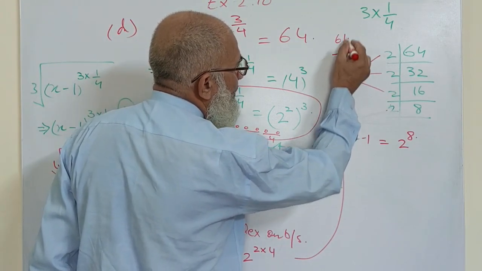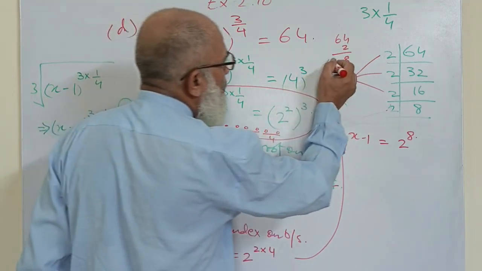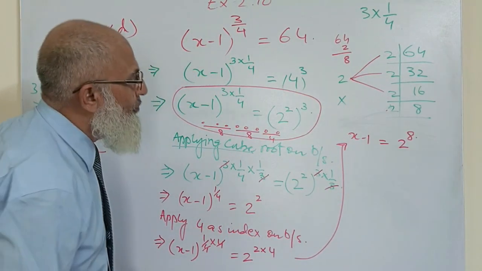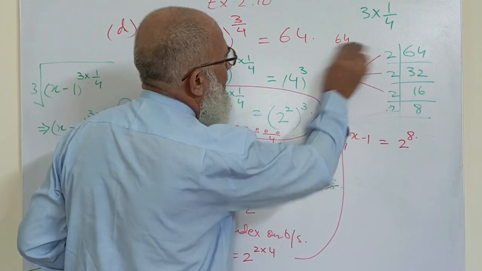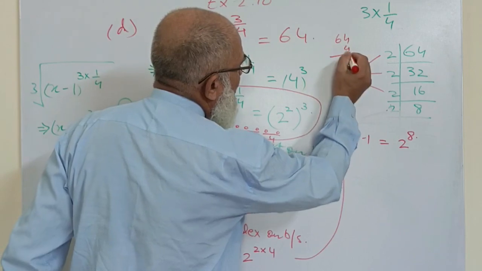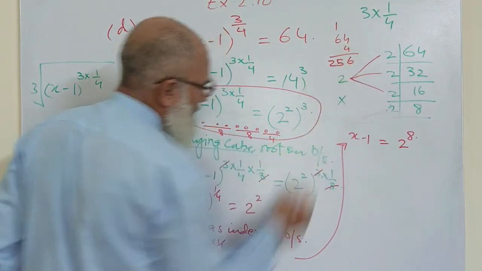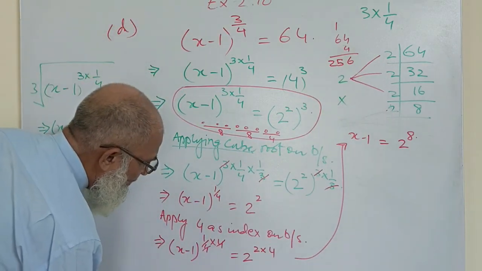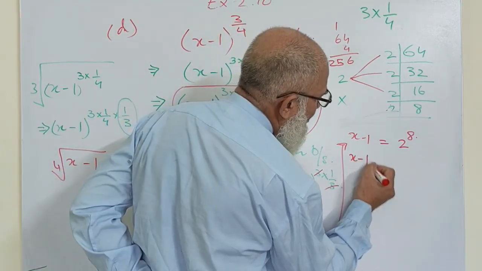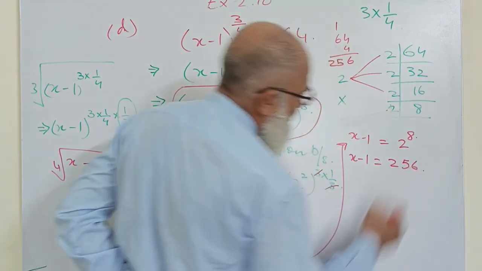Multiplied by 4, 4 times 16, 64 times 4 gives 256. Now the answer becomes x minus 1 is equal to 256.